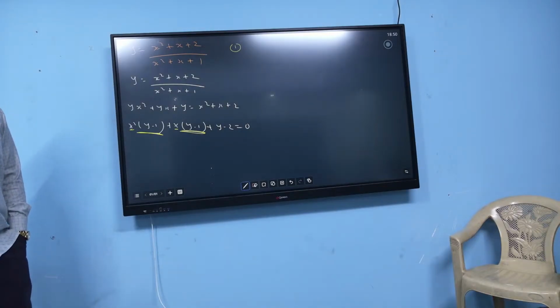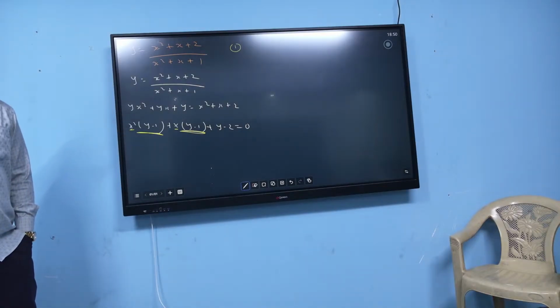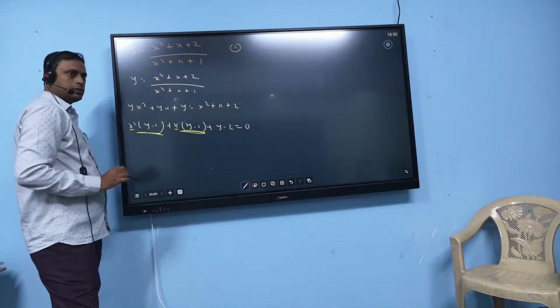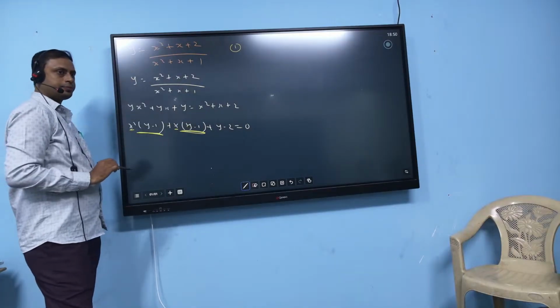See, if I put here 0, you will get -1. If I put 0, -1, so I should remove 1 there.